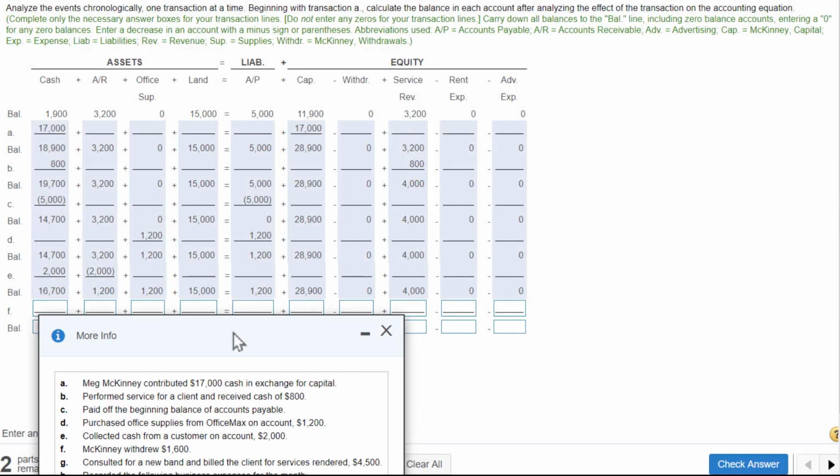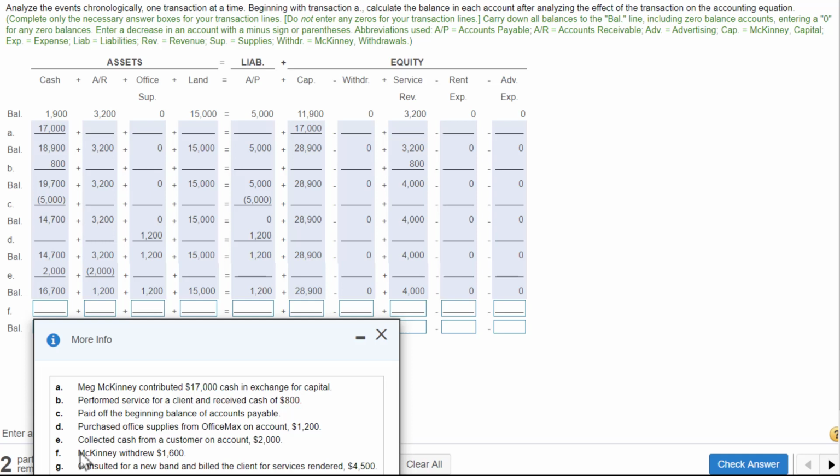All right. Transaction F, McKinney. Well, who's McKinney? Up here at the very top, you can't see it on my screen, it says Meg McKinney opened the public relations firm. So that makes sense. Meg McKinney is the owner. She withdrew $1,600. Let's start with the account that's easiest to understand in this transaction, cash. Which way is cash going if she withdrew it? Minus $1,600. It's going down.